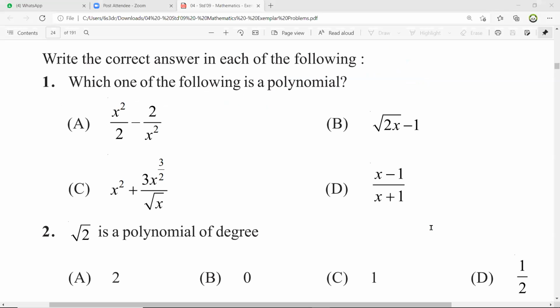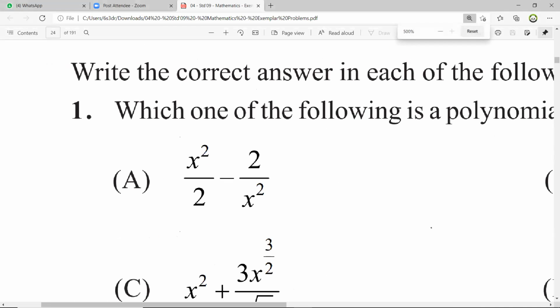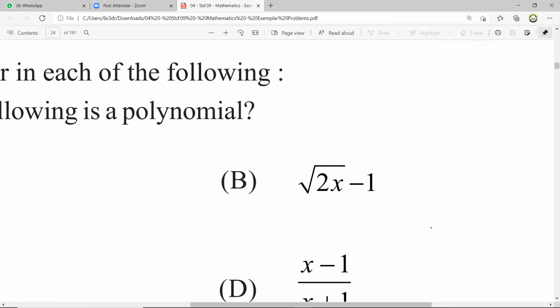Okay. Next, option B. So, Hamna is saying it's option B. Hamna, look carefully. Let me just zoom it in further for you. Look carefully. The root includes both 2 and x. The root is over both 2 and x. So it's root over 2x minus 1. So the power of x over here will be how much?